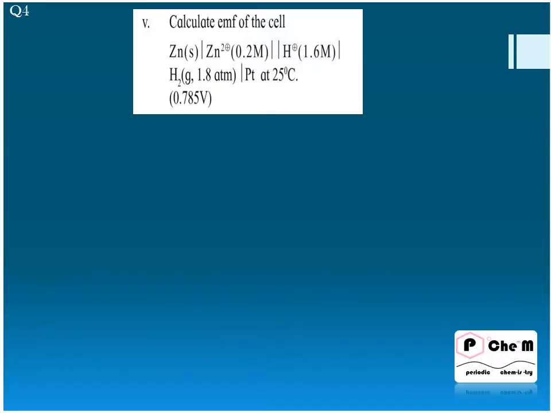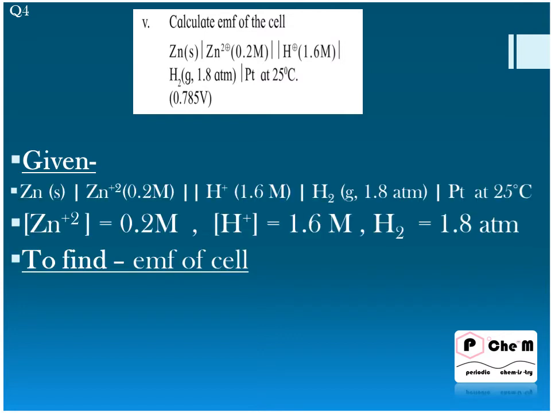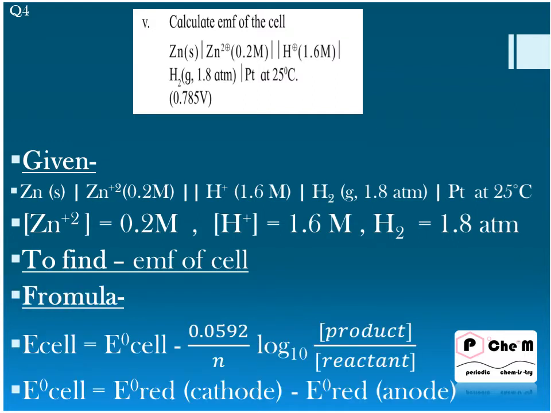Let's solve the fifth question under question number 4. Calculate EMF of a cell at 25 degrees Celsius. Here the answer is given. Let's see how to get to this answer. Given terms are the cell representation, where concentration of Zn plus 2 ions is 0.2 molar and H plus ions is 1.6 molar, and this is at 25 degrees Celsius.